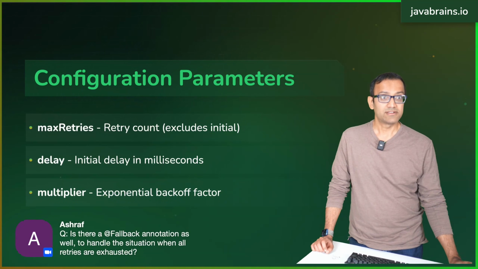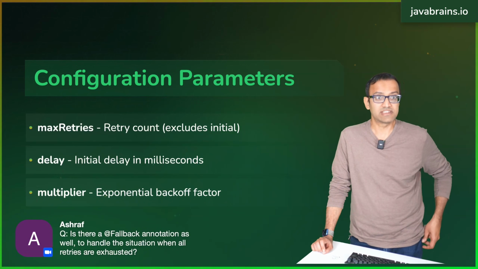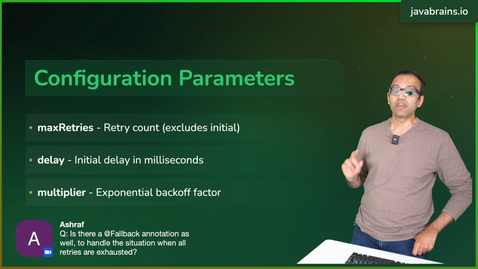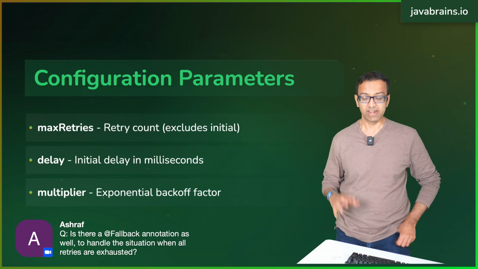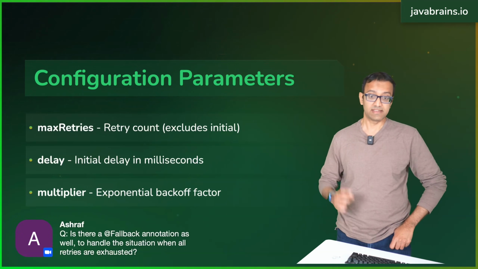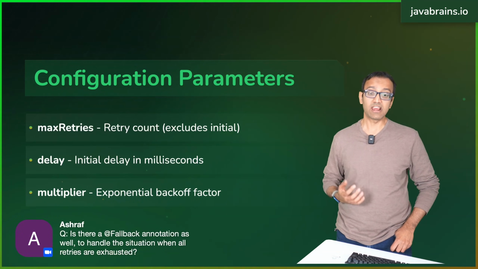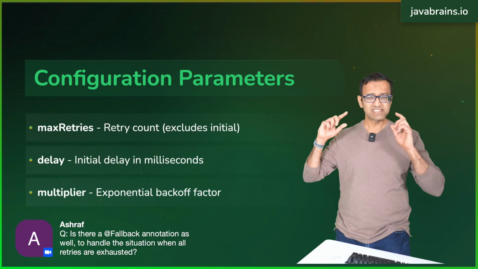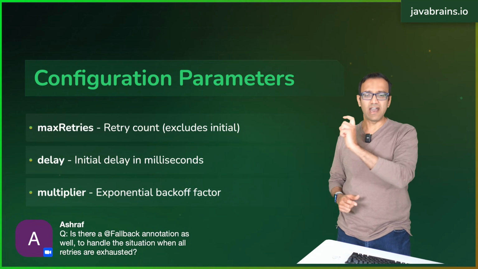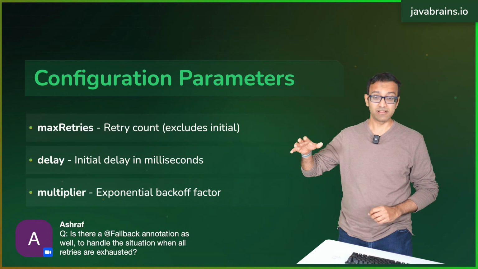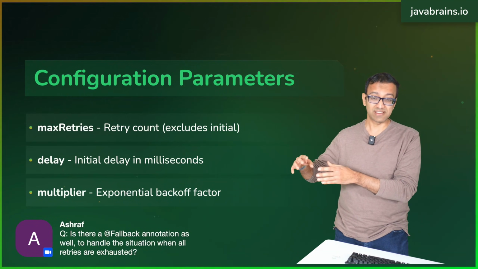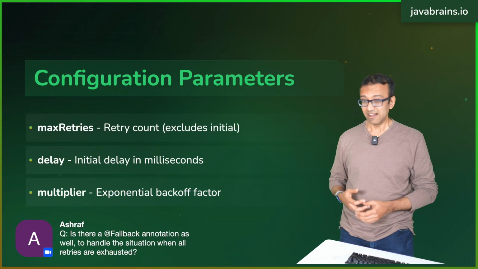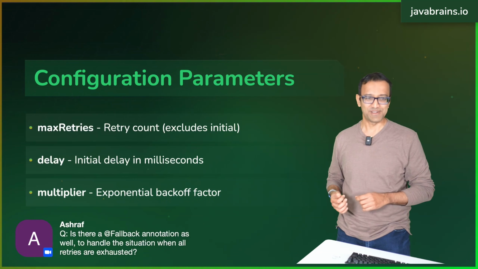Is there a fallback annotation as well to handle the situation where all retries are exhausted? Great question. There is, but not in Spring Framework 7, right? Resilience4j has it. There is a recover annotation which allows you to recover, and you need to annotate it on a method which has the exact same signature as the one that you're retrying. You put a retriable, there is an, I don't remember what the equivalent for it is in Resilience4j. There is a retriable equivalent for Resilience4j. That's how Spring got its idea. It's copied, inspired by Resilience4j.